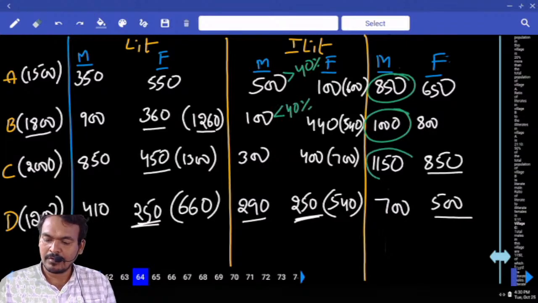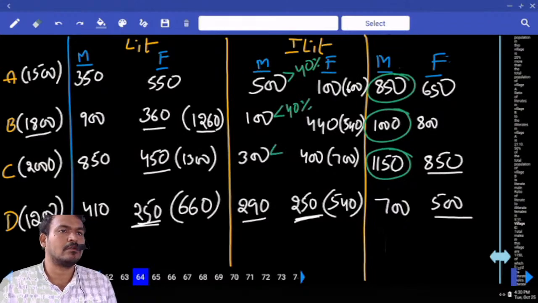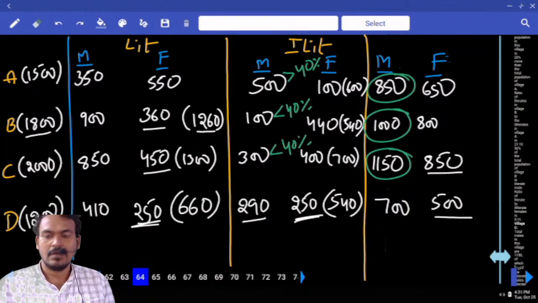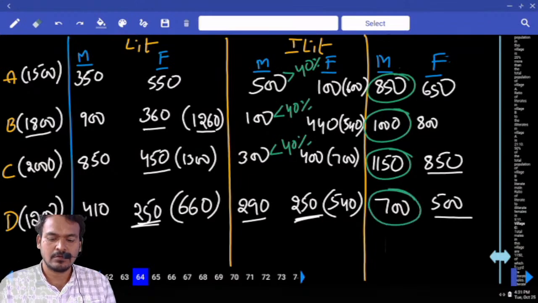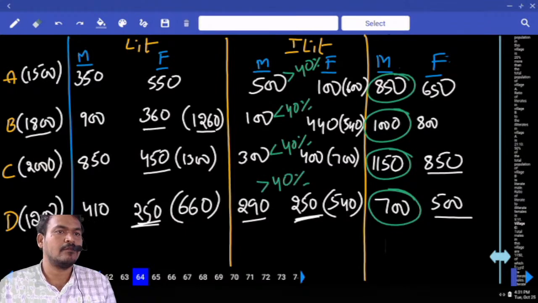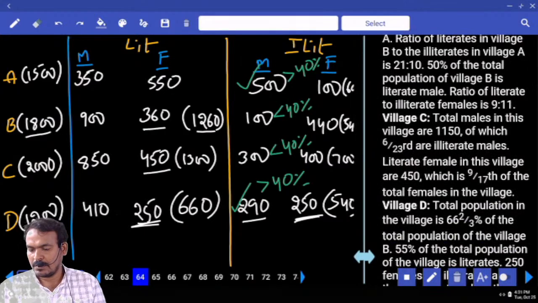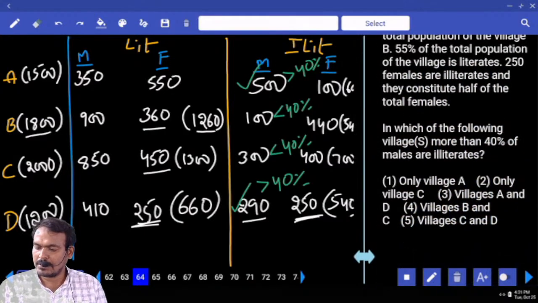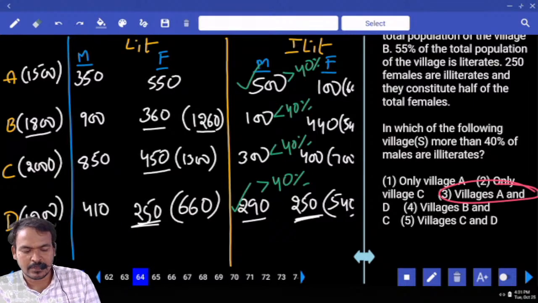Next, out of 1150, what is the 10%? 115. 20%? 230. 40%? 460. 300 is less than 460 or not? Means it is less than 40% or not? Next, out of 700, what is the 40%? 280 or not? 290 is greater than 40% or less than 40%? Greater than 40%. Out of A, B, C, D, A value and D value is greater than 40% or not? Which option? Third or fourth? Villages A and D. Those two satisfy the greater than 40% condition or not?